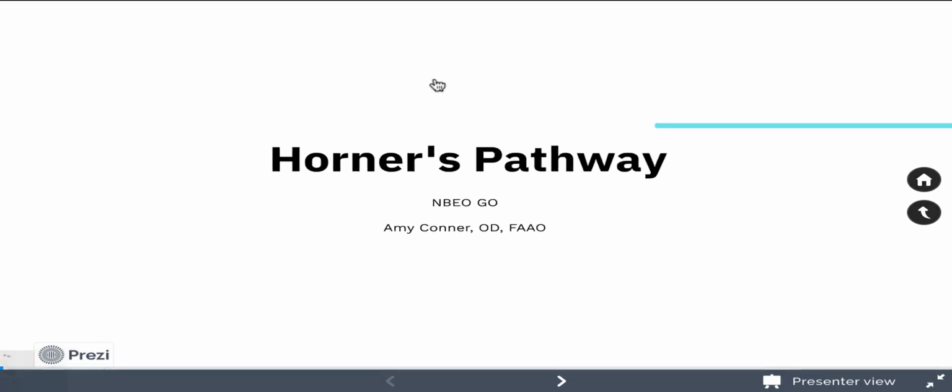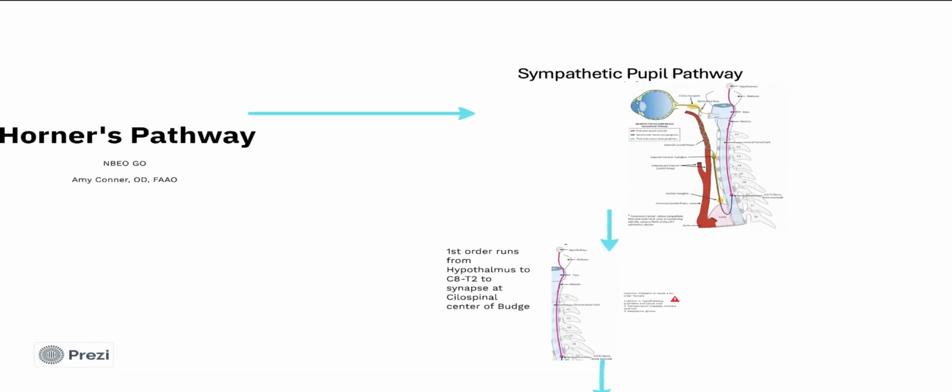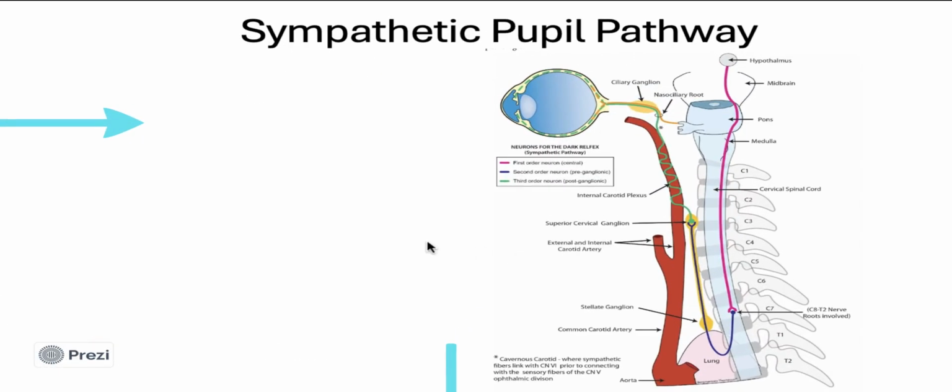All right. So here we're going to be talking about the Horner's pathway. We've already talked to you about NBEO Go. And the first thing we're going to go over is the different neurons related to the sympathetic pathway to the pupil dilator. As you can see on the screen, it starts at the hypothalamus and then it runs down all the way through the spine, and then it'll synapse right here at C8 to T2. That is called the first order neuron.